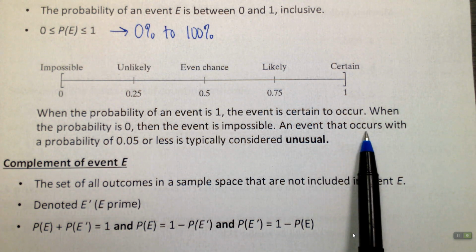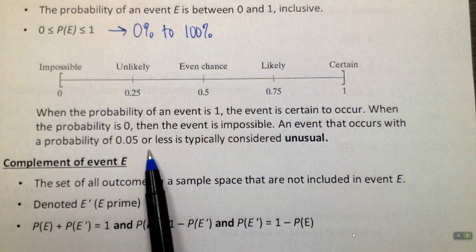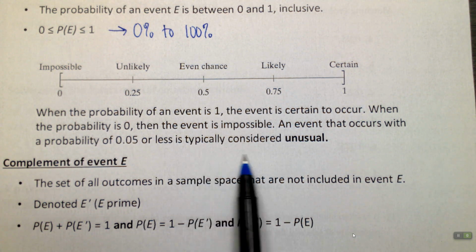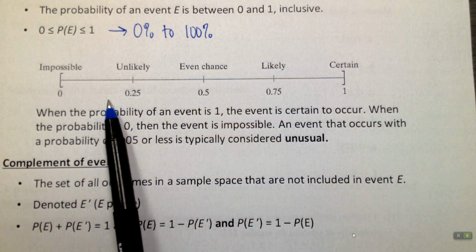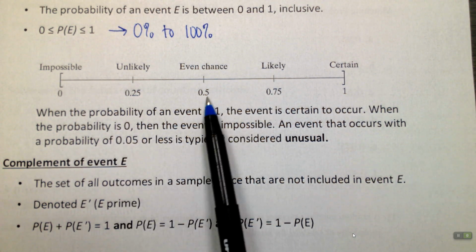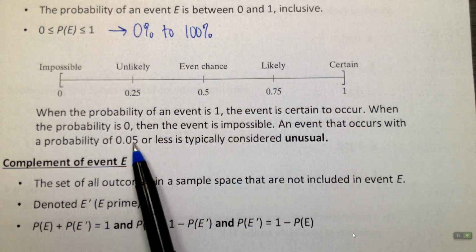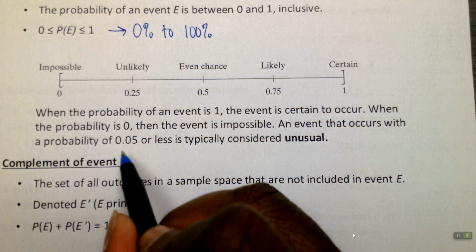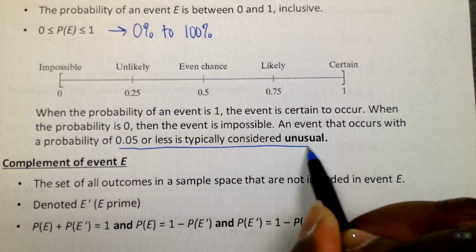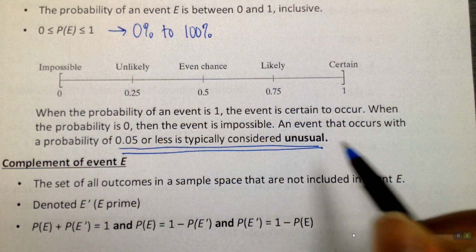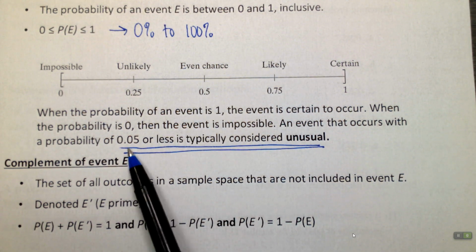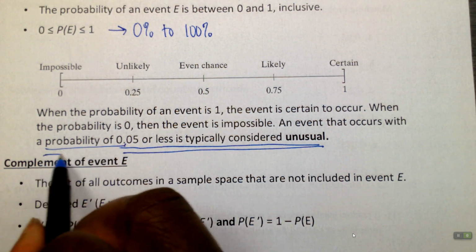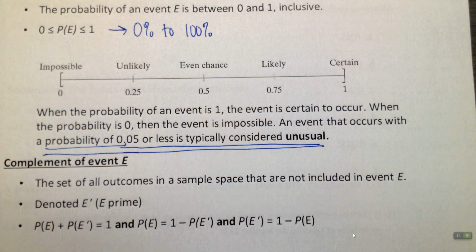An event that occurs with a probability of 0.05 or less is typically considered unusual. So less than 0.05, not 0.5, but less than 0.05 is considered unusual. So first we have the 2 standard deviations away from the mean. Now we have the probability of 0.05 or less is typically considered unusual. Okay?